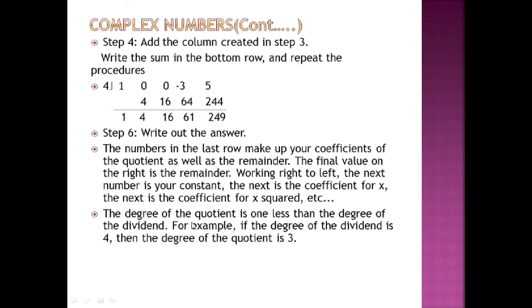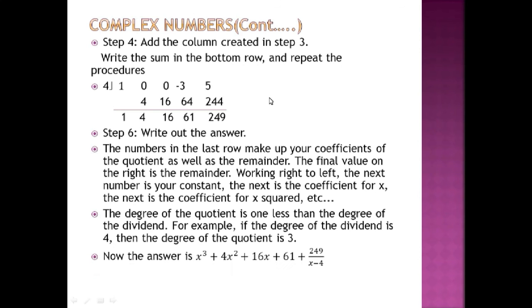The degree of the quotient is 1 less than the degree of the dividend. For example, if the degree of the dividend is 4, then the degree of the quotient is 3. What he was trying to say is, for example here, this one was x to the power 4. If this one is x to the power 4, then the quotient starts with x to the power 3. Then the rest go in descending order like that. This is 4x squared, this is 16x, and so on.